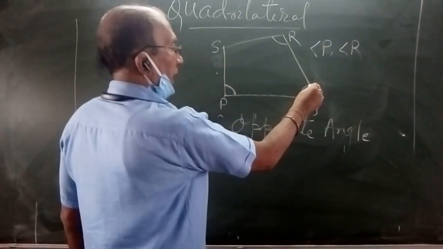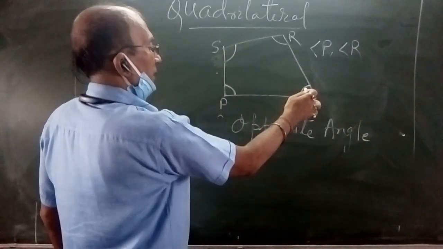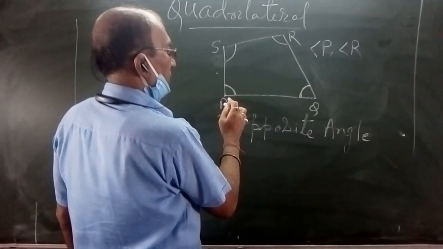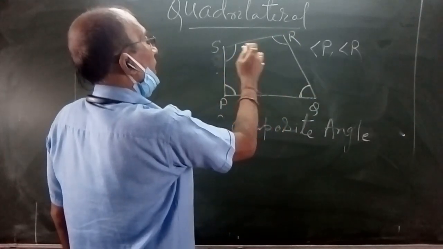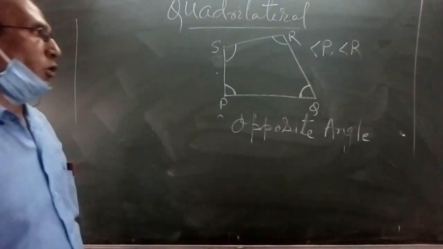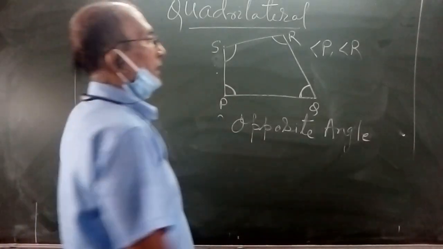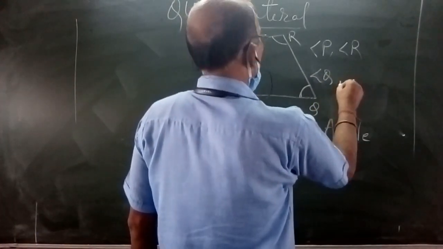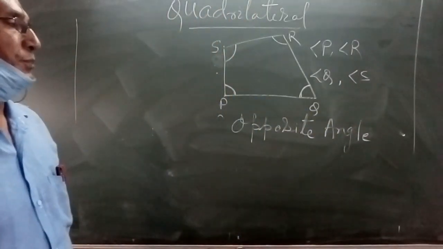Similarly, angle Q and angle S. Angle Q is made up by side PQ and QR, and angle S is made up by SR and SP. They have no common arm or no common side. So angle Q and angle S are opposite angles.